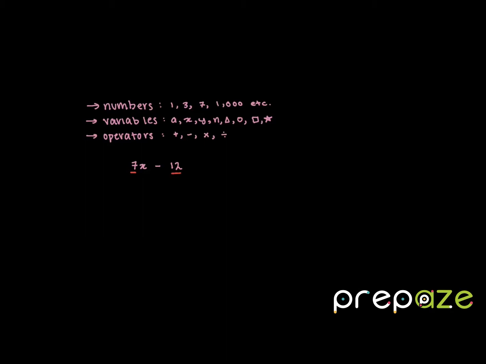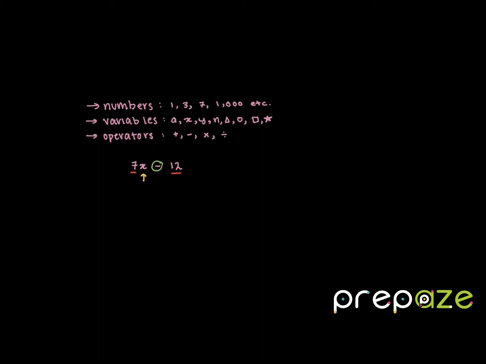Next, I'm going to try and identify my variable. Well, by looking at this expression, we can determine that our variable, in fact, is the letter x, because this is our unknown value. And finally, I want to identify my operator. And in this situation, my operator is this minus sign.